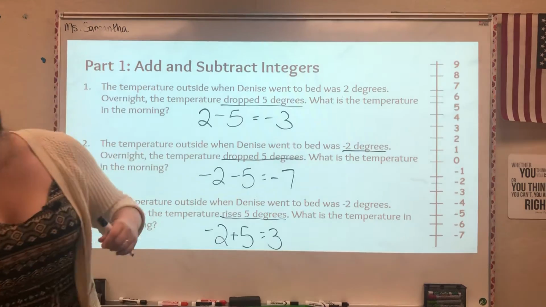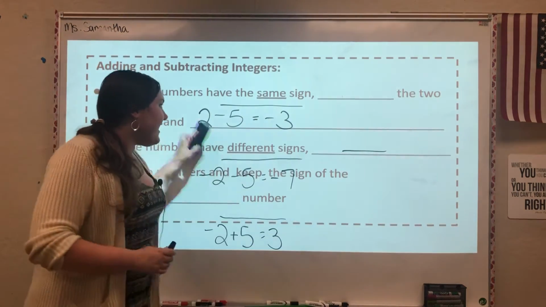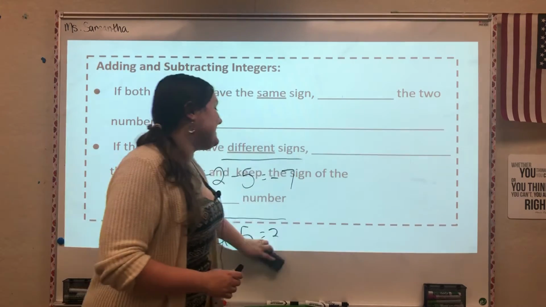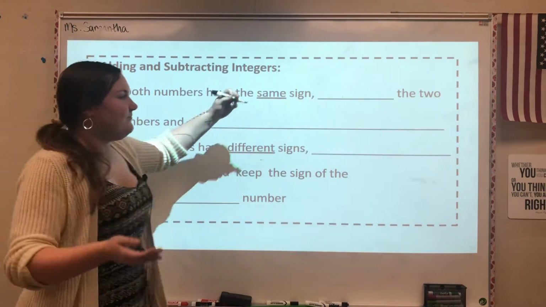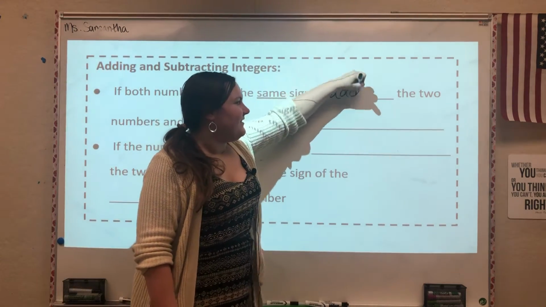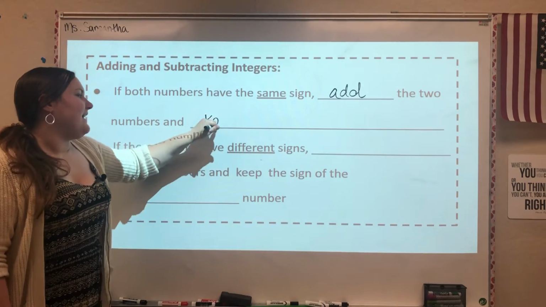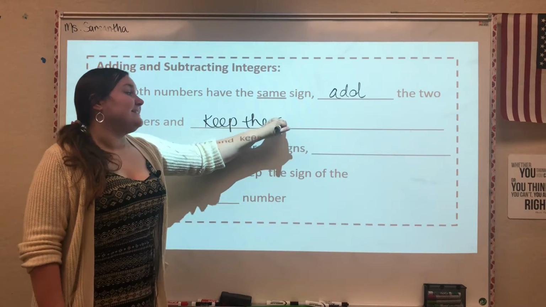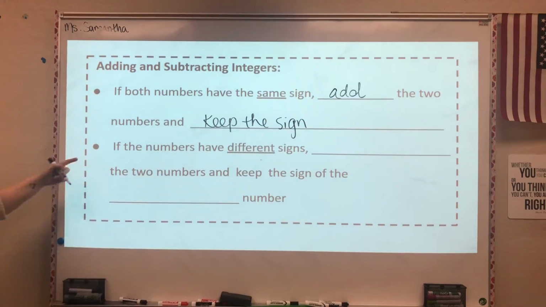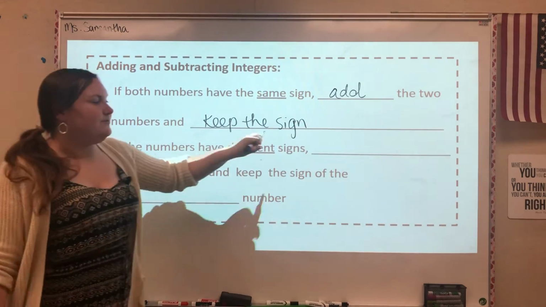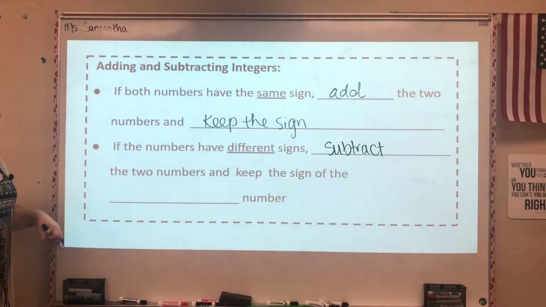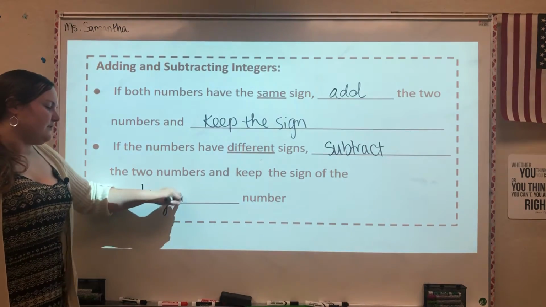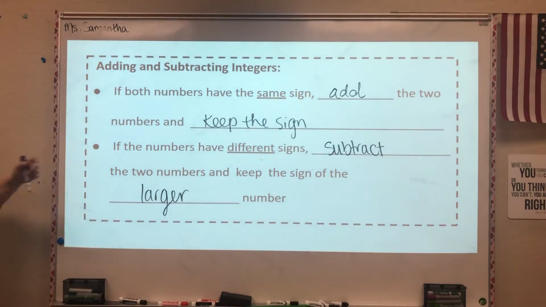So to put down all these things we've been saying, I've got the first two rules we learned when it comes to adding and subtracting integers. If both numbers have the same sign, you want to add the two numbers and keep the sign. And if the numbers have different signs, you want to subtract the two numbers and keep the sign of the larger number. So these were the first rules we learned back in Unit 1 for this class.